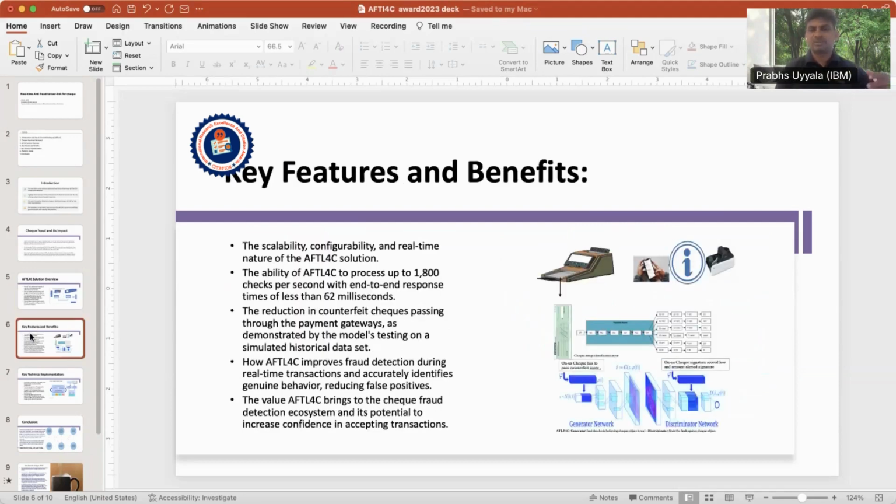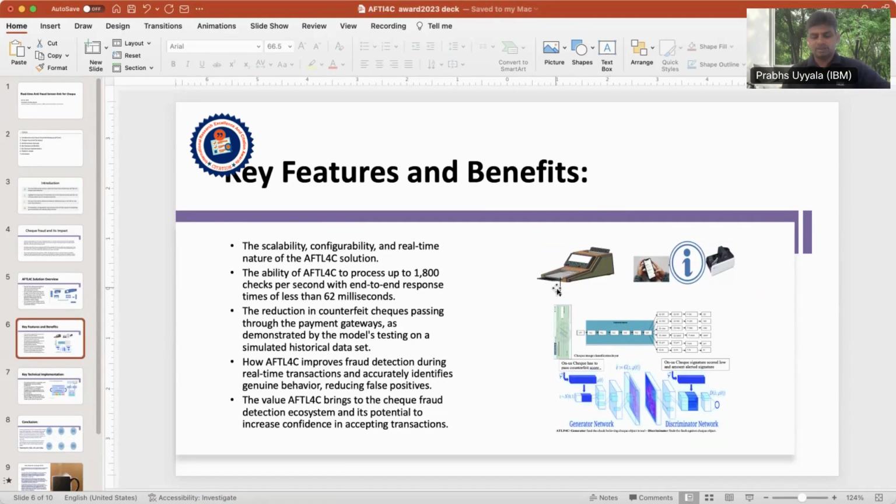The next slide is about key features and benefits. If you see the model and how it works, there is a patented IoT device on the top left-hand side. The image can be captured through any OCR device or the patented device that comes with the AFTL4C solution. It offers scalability and configurability in real time.